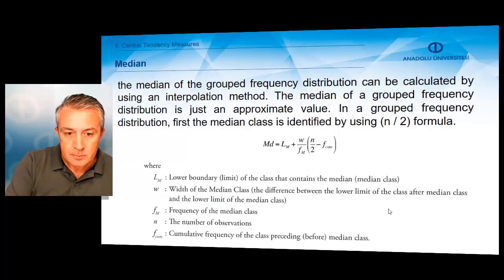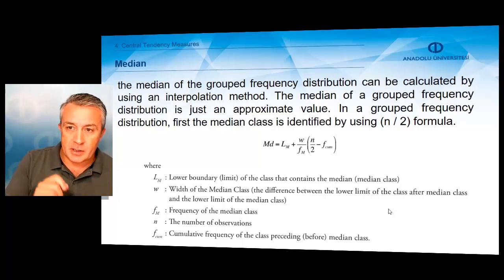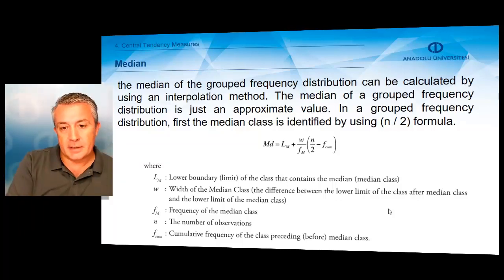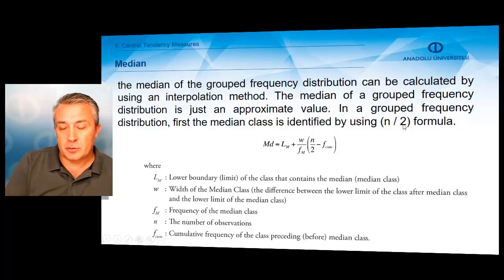When you have group frequency distributions, it's not that easy. You cannot just easily find where the middle of your data is. We need to use this formula. So when you are studying for your exam, please look at your book in this area and try to understand how we are going to use this formula. What we try to do here is use the n/2 formula.